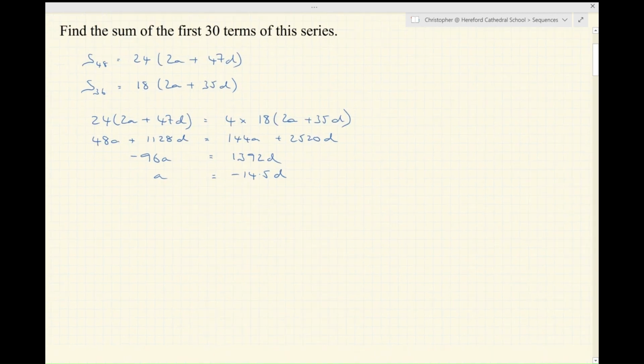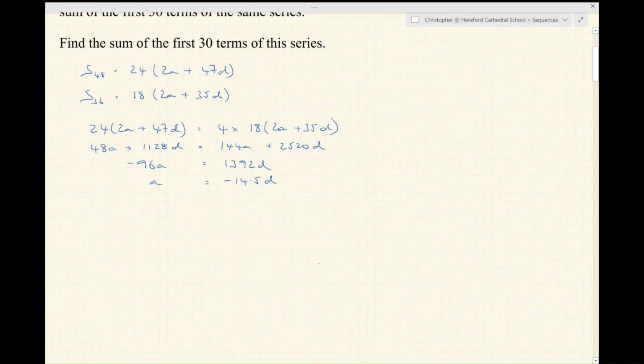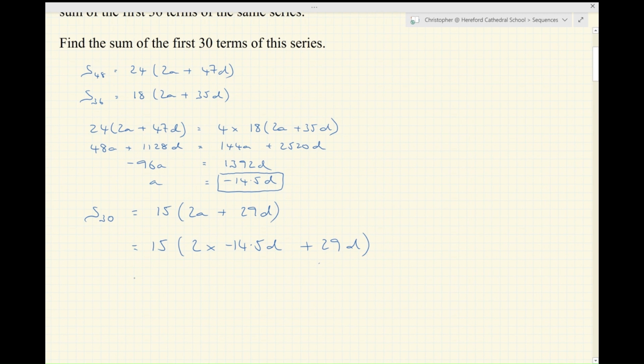Now we're asked to find the sum of the first 30 terms. And the sum of the first 30 terms is given by the formula S30 is 30 over 2 multiplied by 2a plus 29d. Let's substitute our expression for a into this formula. We're going to have 15 multiplied by 2 times minus 14.5d plus 29d.